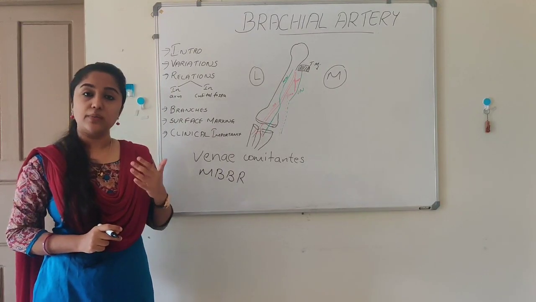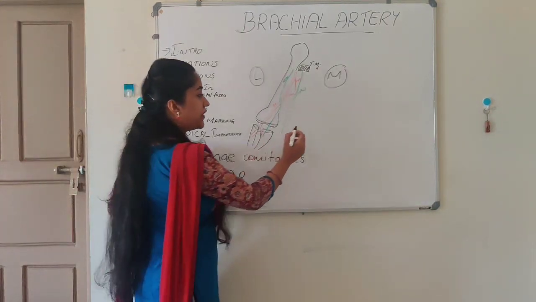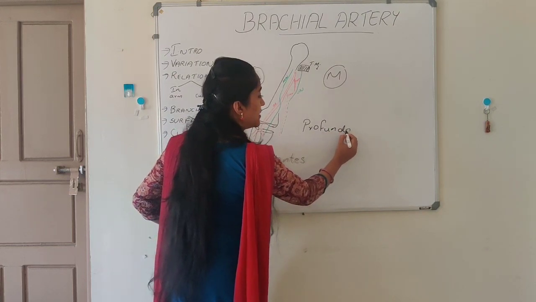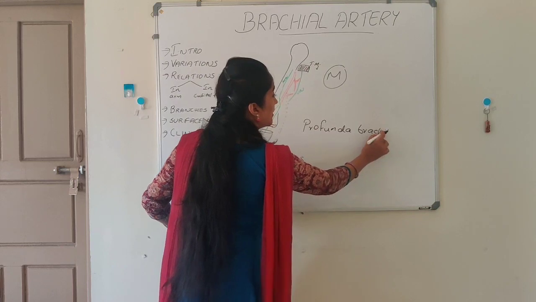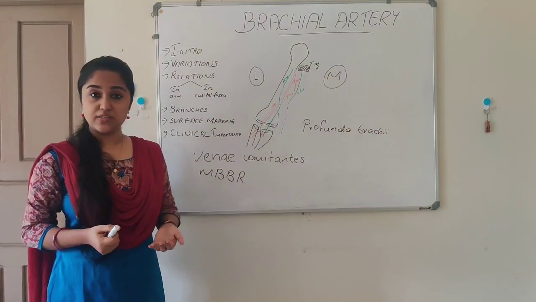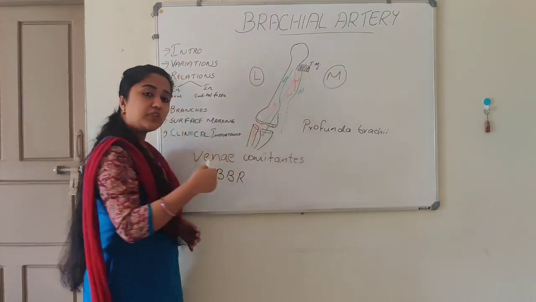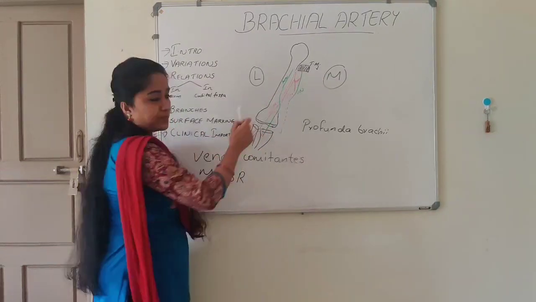Now we'll see what the branches of the brachial artery are. The main branch is the profunda brachii. The first and the main branch is the profunda brachii, and this branch is the largest and the first branch, and it arises just after the origin of the brachial artery from the posteromedial aspect.